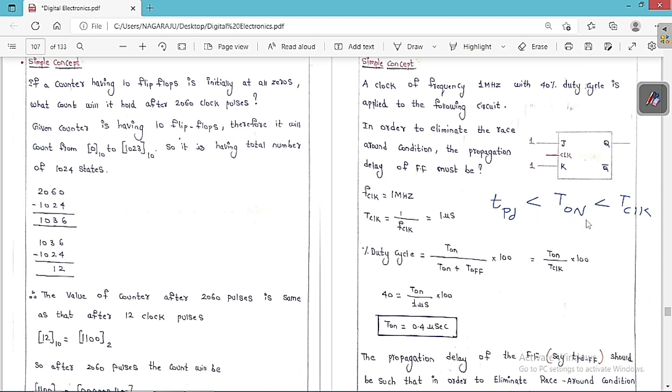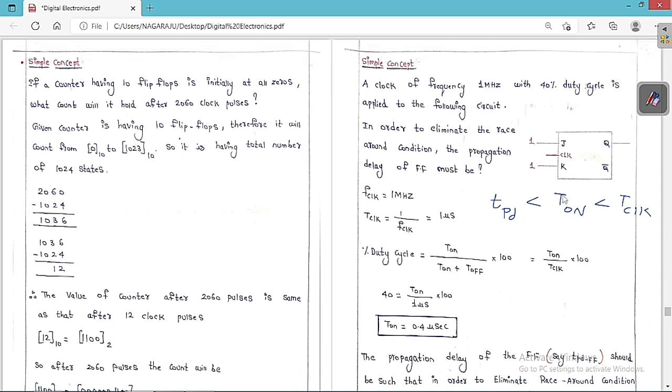I have already told you this important point in the concepts. So we know that if the propagation delay of the flip-flop is lesser than the on time period of the clock, which is lesser than the clock time period, then definitely we are going to get the race around condition. Now we'll discuss more about this. What should TPD be in order to avoid the race around condition? This TPD should be greater than T1. Then only will we eliminate the race around condition. So we have to find the range of TPD in order to avoid the race around condition.